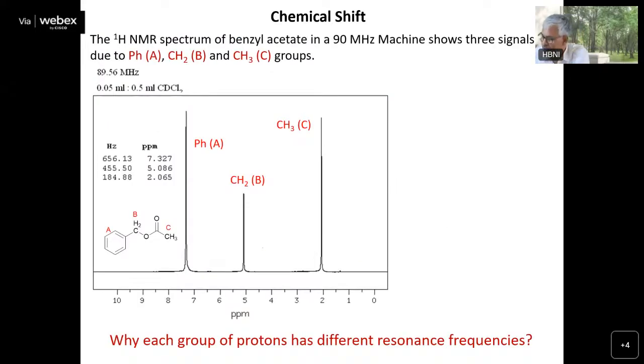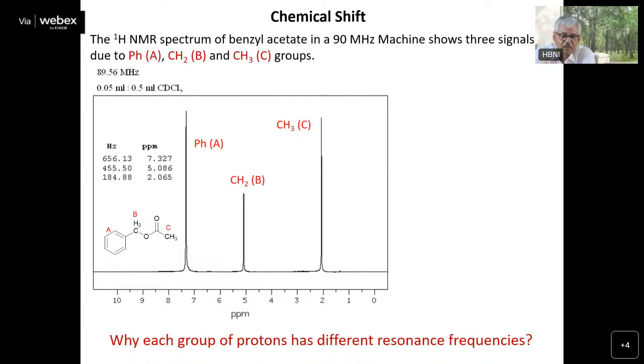Now here I have shown a proton NMR spectrum of benzyl acetate in a 90 megahertz machine. 90 megahertz machine means that this represents the radio frequency source used in this machine. So it is at 90 megahertz. And you see there are three signals. I will not call them a singlet or something. There are three signals.